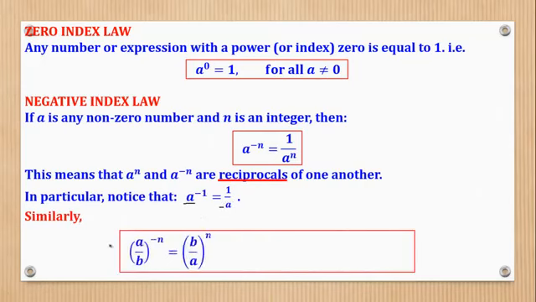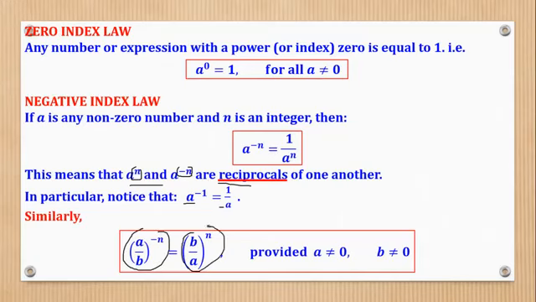Similarly, if it is a fraction, still the rule works. It has to be reciprocal, because we said when the power is positive and when the power is negative, they are reciprocals. So when the power is negative and this one the power is positive, they are reciprocals. Here it was a over b and here it will be b over a, which is a reciprocal.